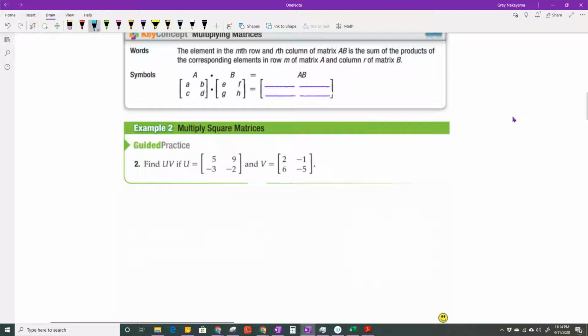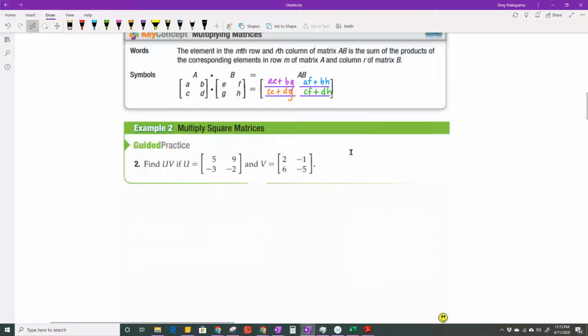So first row, second column means I'm going to have A times F plus B times H. Okay, this one here is the second row, first column. Second row is C D, first column is E G. So I'm going to have CE plus DG. Okay, first row, first column, AE plus BG. And then for this last spot, that's going to be the second row, second column, which is CF plus DH. So we have a new set.